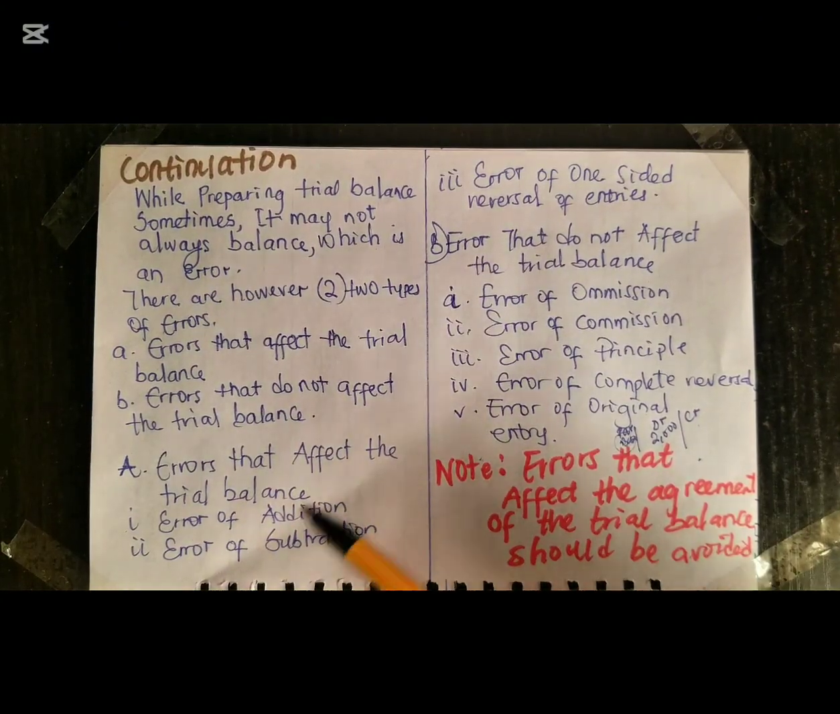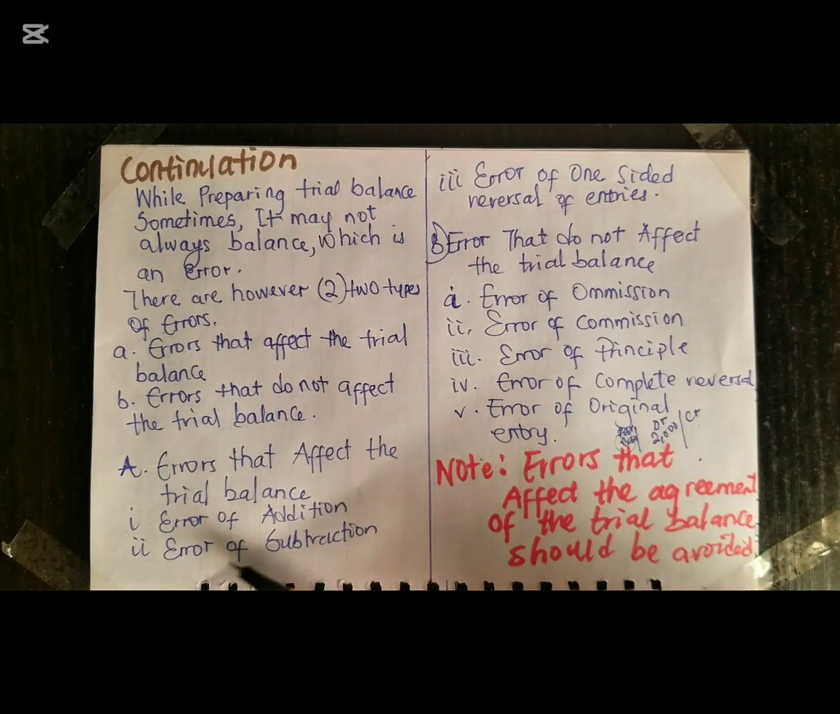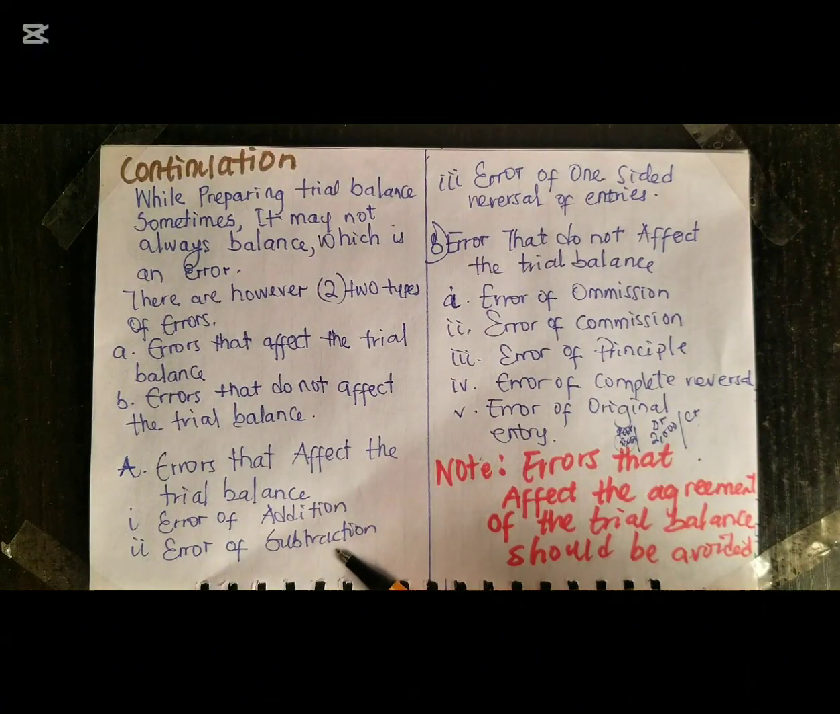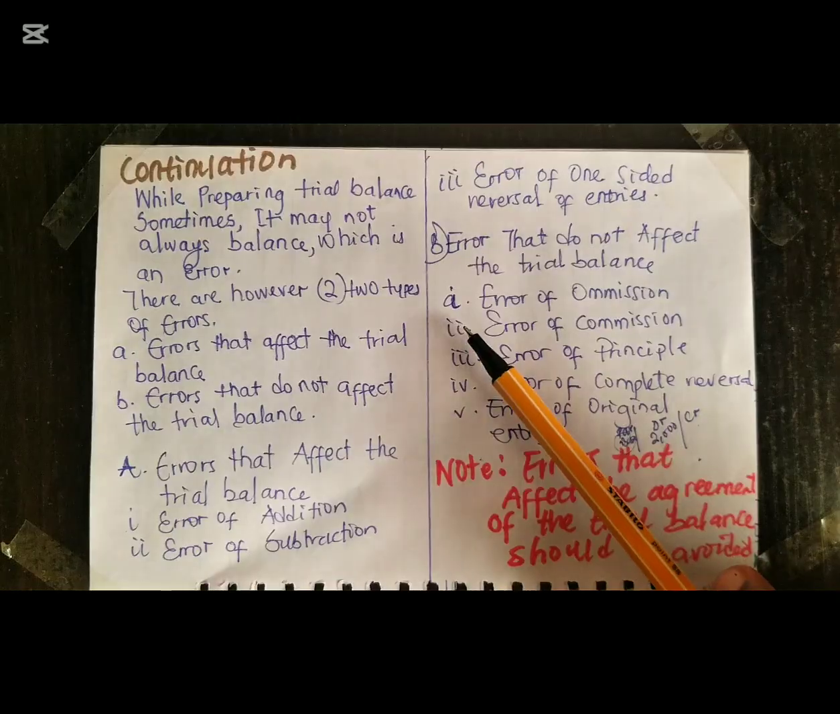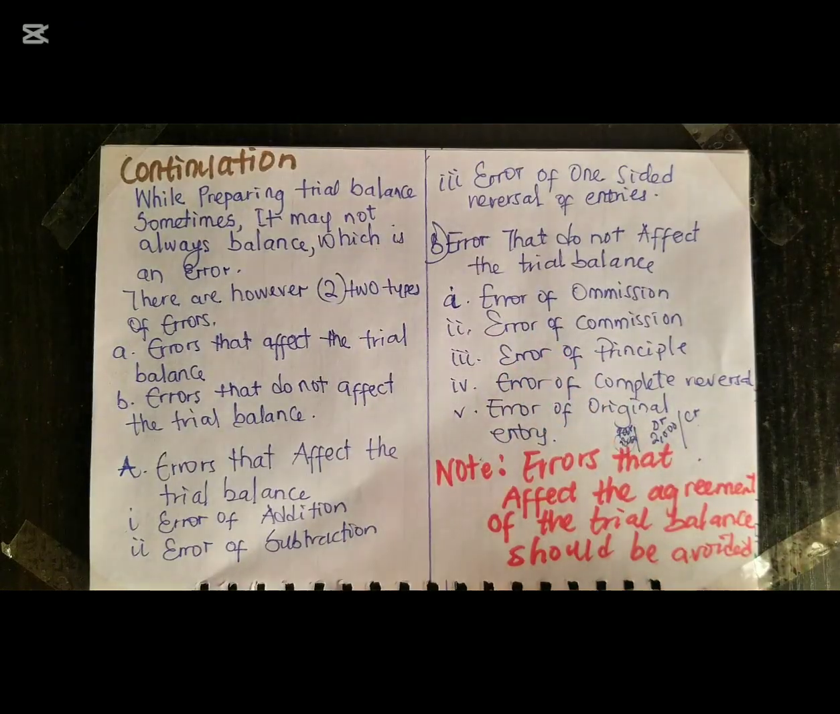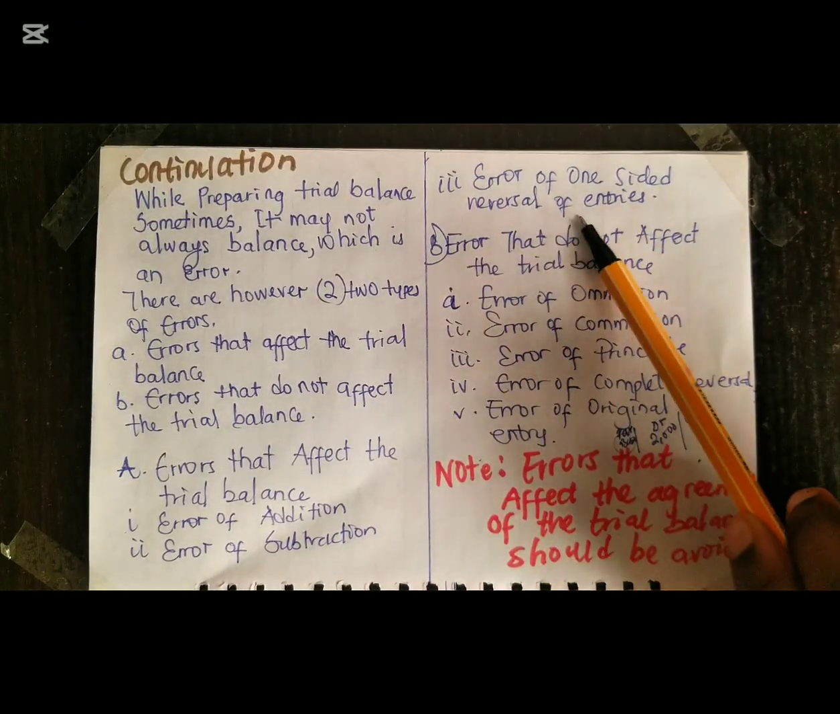I'm talking about all these errors that affect the trial balance from agreeing. That's error of addition. Whenever you're calculating, you should make sure that you add well. Error of subtraction rather. When you are trying to subtract the credit from the debit or the debit from the credit, you should make sure you are doing it well. Error of one-side reversal of entry.